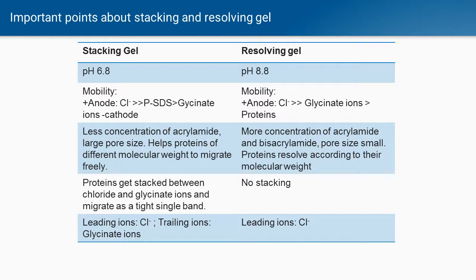In stacking gel, protein gets stacked between chloride and glycinate ions and migrates as a single tight band. In resolving gel, no stacking is there. From the single tight band, the proteins now will migrate according to their molecular weight, or we can say molecular size. In stacking gel, the leading ions are chloride ions and the trailing ions are glycinate ions. In resolving gel, the leading ions are chloride ions, and if someone asks what the trailing ions are in resolving gel, that is protein bound SDS.